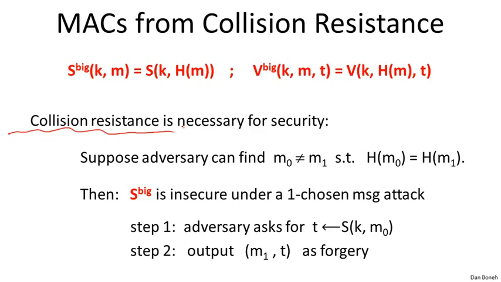And so let's just assume for a minute that the function H, the hash function we're using, is not collision resistant. In other words, there is an algorithm that can find two distinct messages that happen to map to the same output.